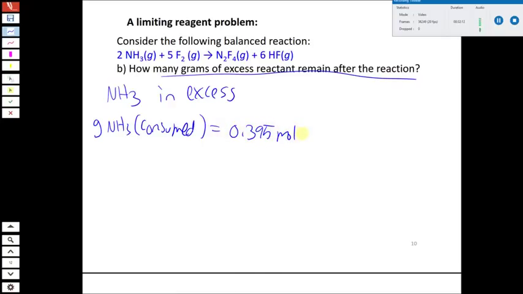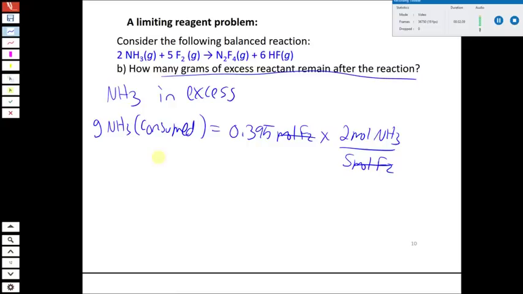which was 0.395 moles. And then we're going to calculate the amount of NH3 that reacts if we have 0.395 moles of F2. So we again use stoichiometric ratios here. 2 moles of NH3 are going to react for every 5 moles of F2. That's what those numbers tell us. So it's 2 moles of NH3 for every 5 moles of F2. And that gives us moles of NH3 that react.